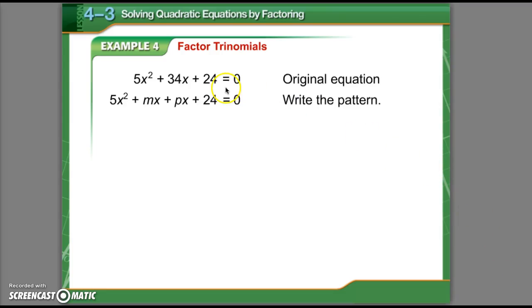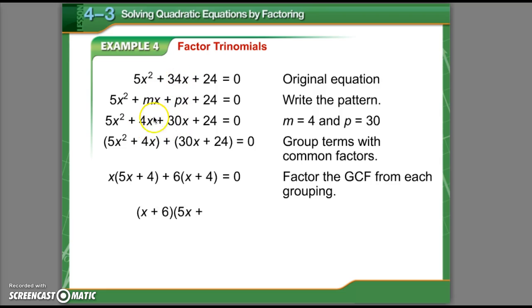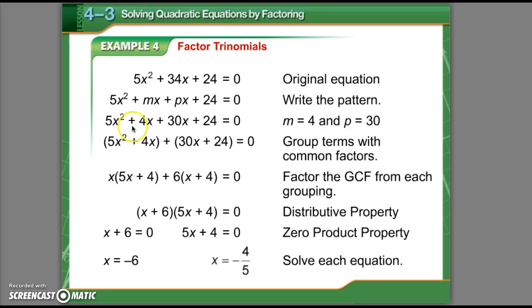So again, we're going to take our b value of 34x and split it up into the two factors we found, which were 4 and 30. So 34x becomes 4x plus 30x. You're going to group the first two terms, then group the last two terms. If you look at the first set of parentheses and think, what do they have in common? You should be able to see that the only thing they have in common is the x. They don't have any numbers. There's no number that can go into 4 and 5. So the only thing we can pull out, the greatest common factor, is x. We're left with 5x plus 4.